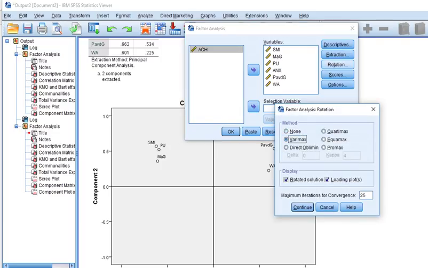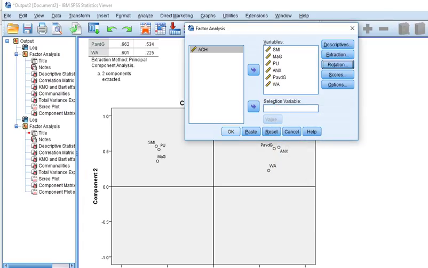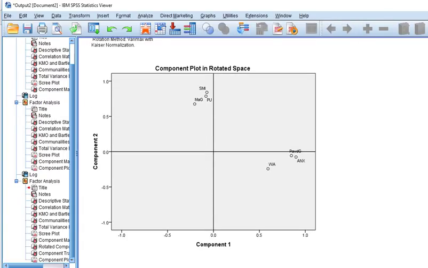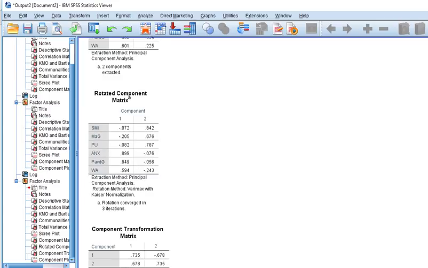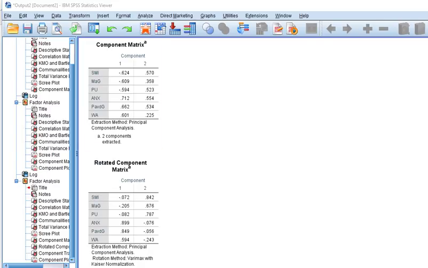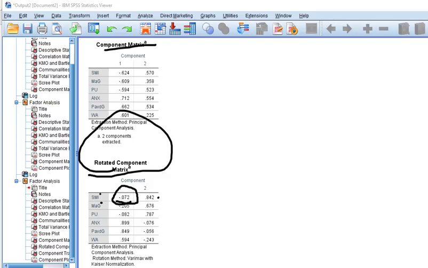Now you can see we have the component matrix, which is prior to rotation, and then following rotation. Now you can see SMI loads negatively and minimally onto component 1 and highly onto component 2. The second variable, mastery goals, is loaded low on 1 and high on 2, and perceived utility is low on 1 and high on 2. So these variables right here are doing a really good job and can be used to define or name component 2.